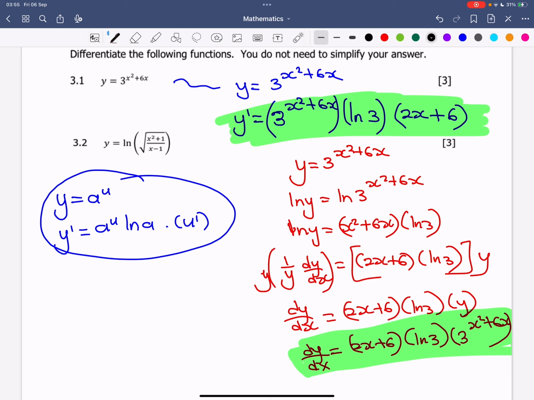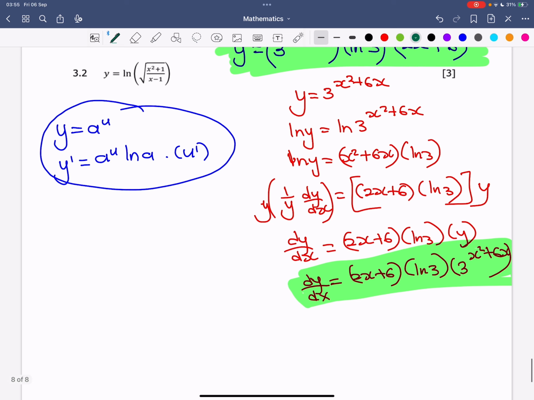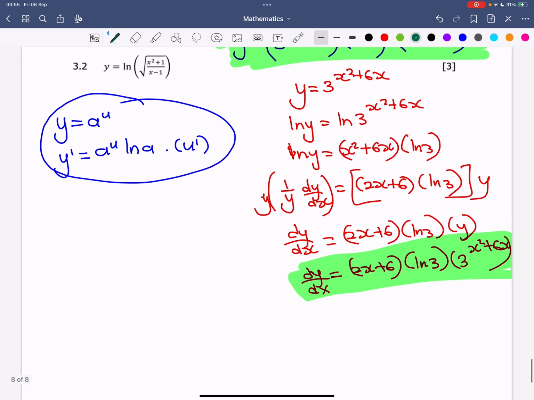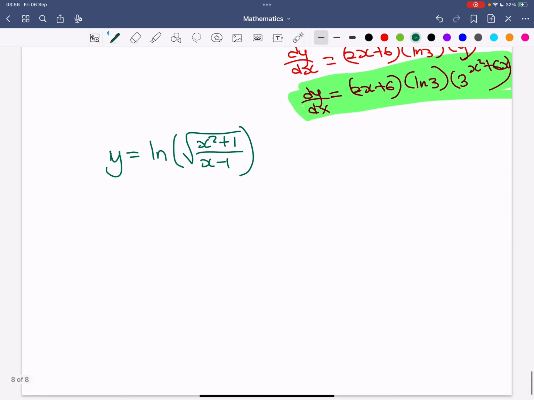So the secret with the second problem is that whenever you're given a problem with a square root, you need to always convert the square root into an exponent. On the second problem, you are given y equals ln of the square root of (x squared plus 1) over (x minus 1). I'm going to show you how to simplify this problem. This is, of course, 3.2.